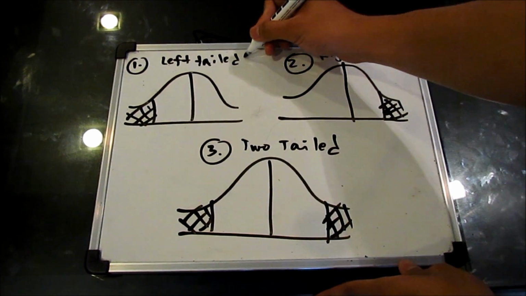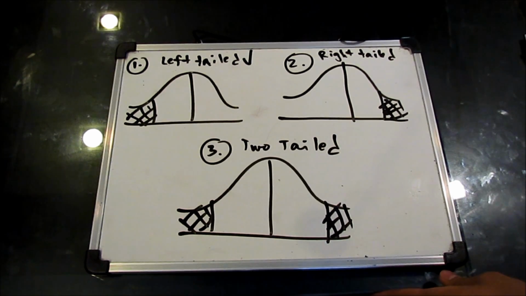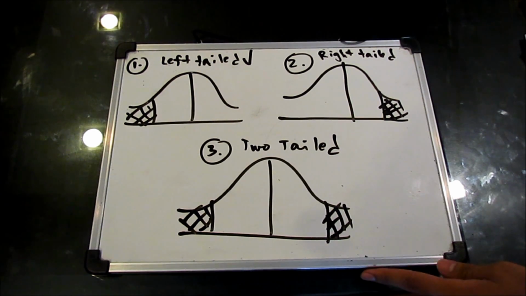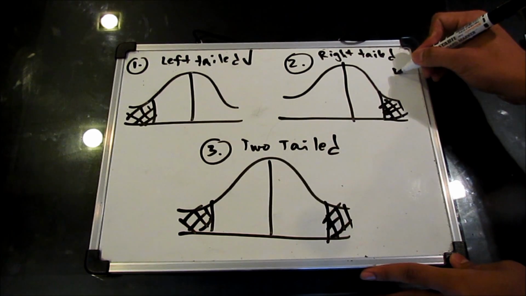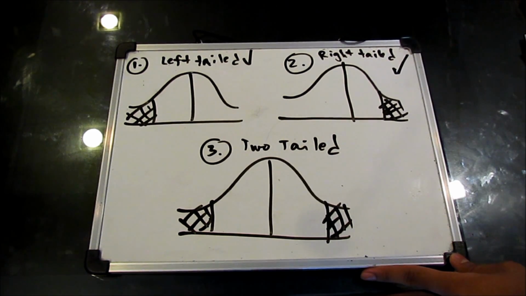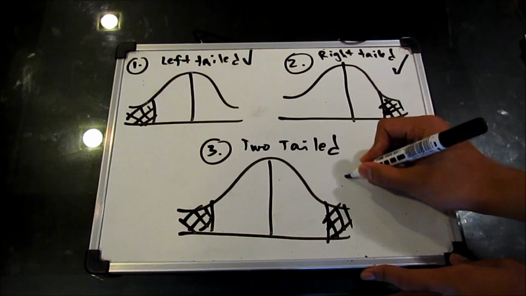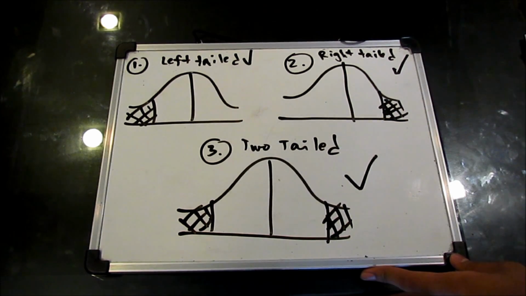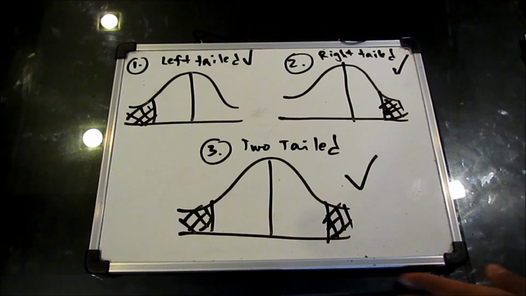If it is a left-tailed, the decision rule will be reject H0 if Tc is less than T. On the other hand, if it is a right-tailed, the decision rule will be reject H0 if Tc is greater than T. And lastly, if it is a two-tailed, the decision rule of both left and right-tailed will be used.